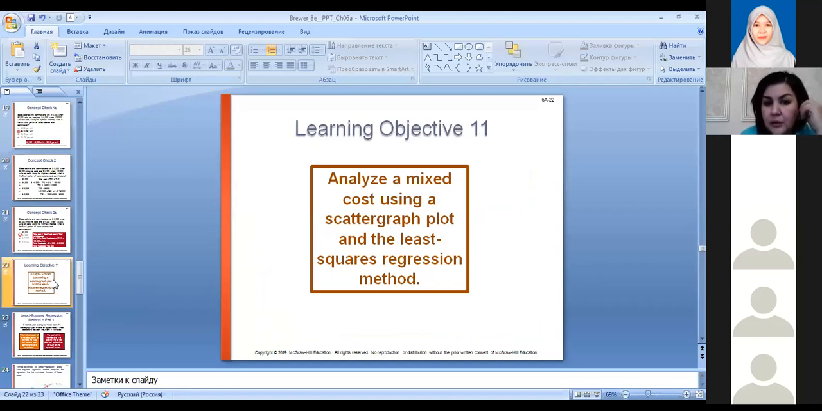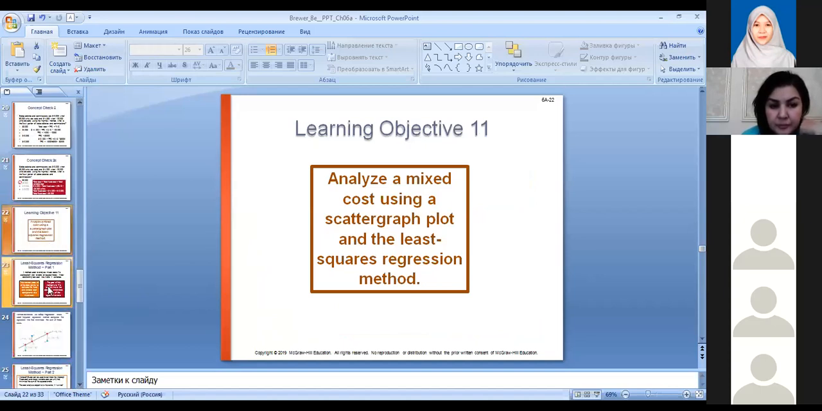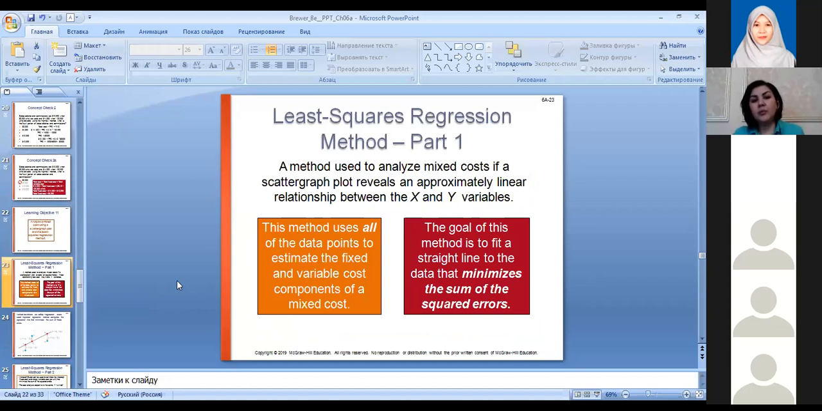analyze a mixed cost using a scatter graph plot and the least squares regression method. We will look at the least squares regression method. What is a regression method? This method is used to analyze mixed cost if a scatter graph plot reveals an approximately linear relationship between the x and y variable. Usually x is the independent variable, y is the dependent variable.